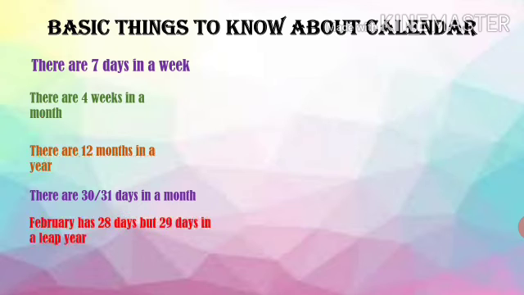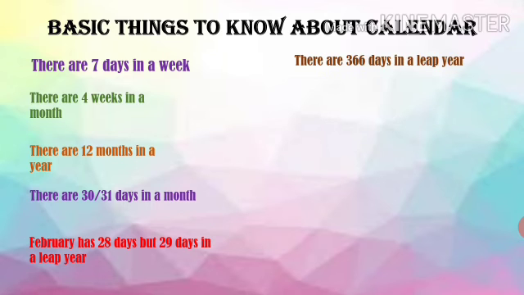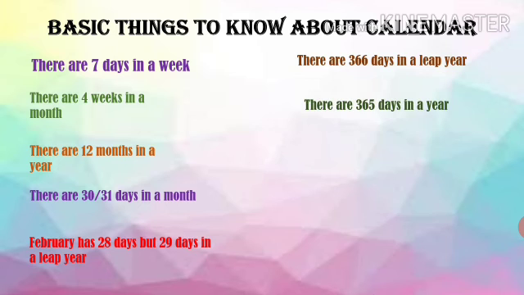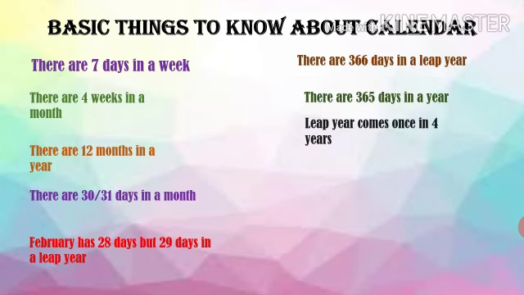Then you have February. This is a special month which has only 28 days but it has 29 days in a leap year. Normally it has 28 days, but if it is a leap year, it has 29 days. There are 366 days in a leap year. There are 365 days in a normal year. Leap year comes once in 4 years.